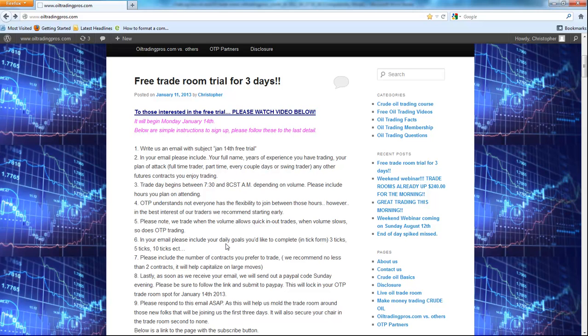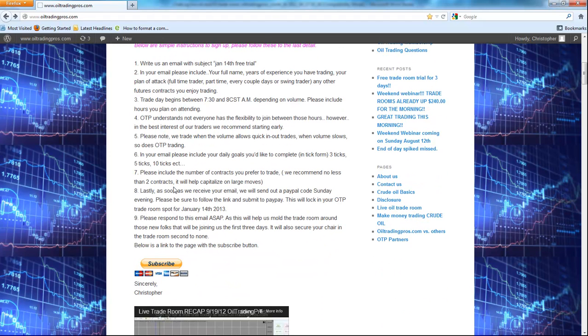In your email, include your daily goals, what you'd like to complete in tick form: 3 ticks, 5 ticks, 10 ticks. We've gotten people say they want to get 200 ticks a day, 500 ticks a day. Perhaps you should go visit someone that promises that, because we can't promise that. That's absolutely nuts, unless you're trading 20 contracts. We typically trade 2 contracts. It's going to help us capitalize on larger movements. Also going to help us teach a lot better.